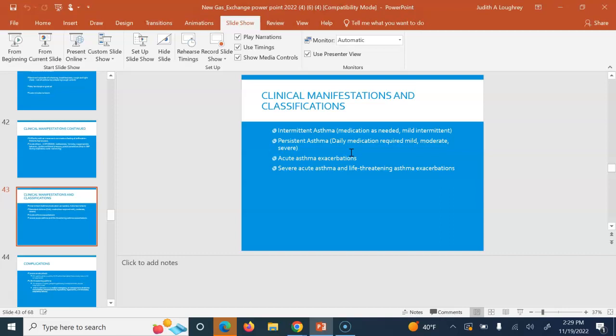Basically, there are different classifications of asthma. You can have intermittent asthma, and that's just an asthma attack that doesn't happen too often, and you use medication as needed. It's mild, it's intermittent, it's not something that you have to take daily. Unlike persistent asthma, you may be taking daily medications, and they should be taking them. It's required. You could have acute asthma exacerbations and severe acute asthma and life-threatening asthma exacerbations.